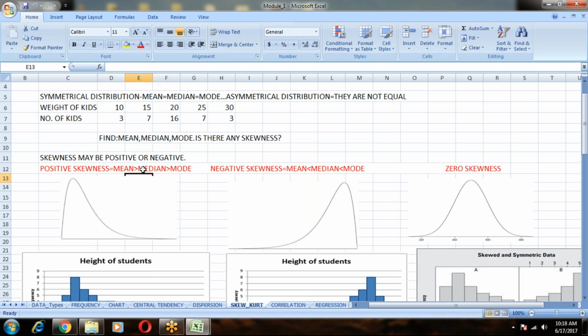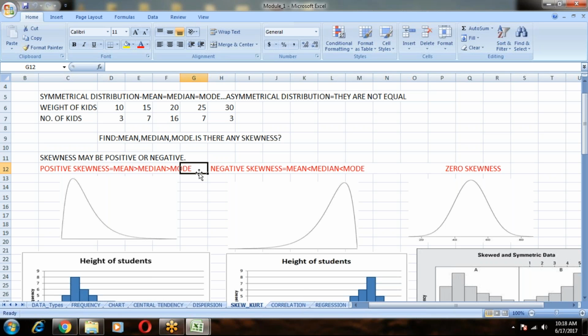Now, how will you understand whether it is skewed or not, or positively skewed or negatively skewed? That I'm going to tell you now. You can get the mean value, the median value, and the mode value of a data set. Now, if the mean value is the highest one, the median takes the middle position, and the mode is the lowest value.